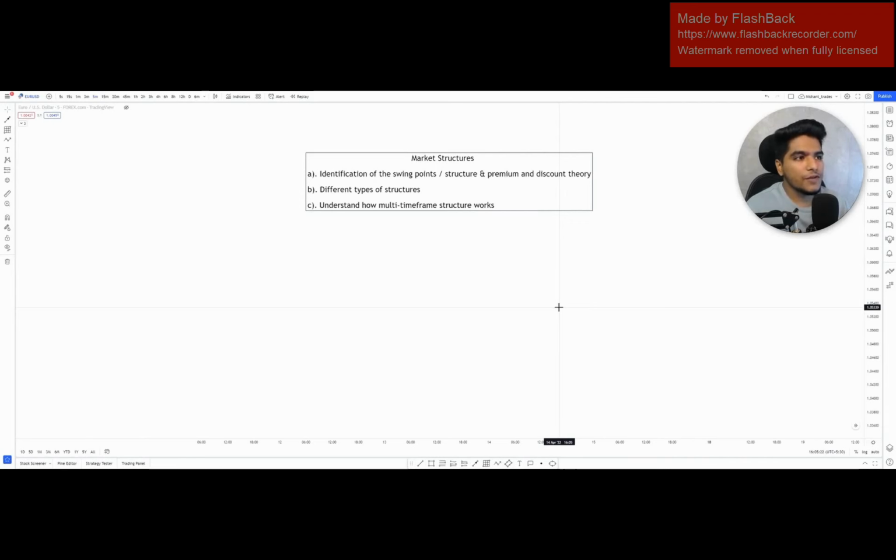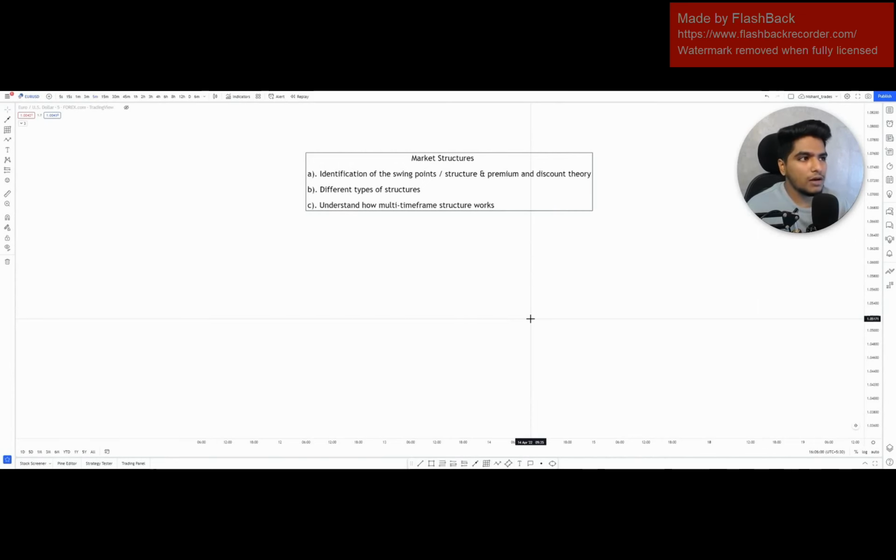First one is identification of the swing points and structures, along with premium and discount theory, different types of structures, and then we will talk about how exactly multi-time frame structure works. But before picking our first topic, which is identification of the swing points, I just want to know how exactly markets go up higher or how exactly markets go down lower.